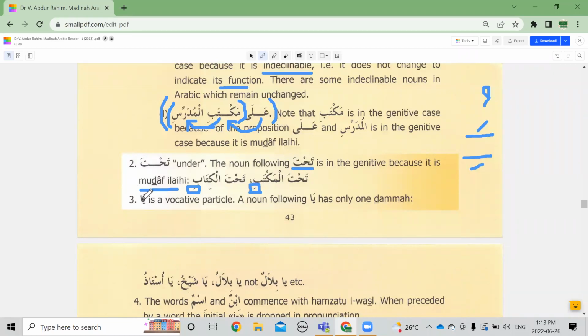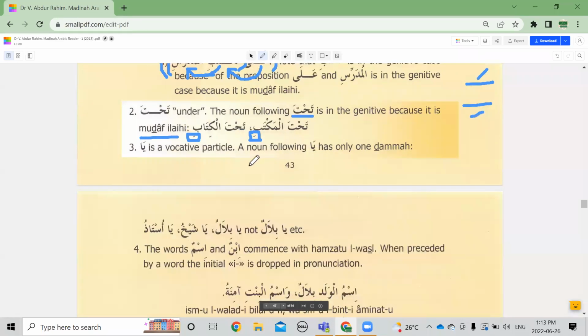Then we have ya. Ya means we can say like oh. When we're calling on someone, you use ya, like ya Omar or ya Zainabu. What's the rule with ya is that the noun following ya has only one dhamma. It will not be ya Bilalun, it will be ya Bilalu. In its natural form, the name will be just Bilalun with the tanween. But when you add the ya, the tanween drops and it becomes ya Bilalu or ya Shaykhu, ya Ustadu.